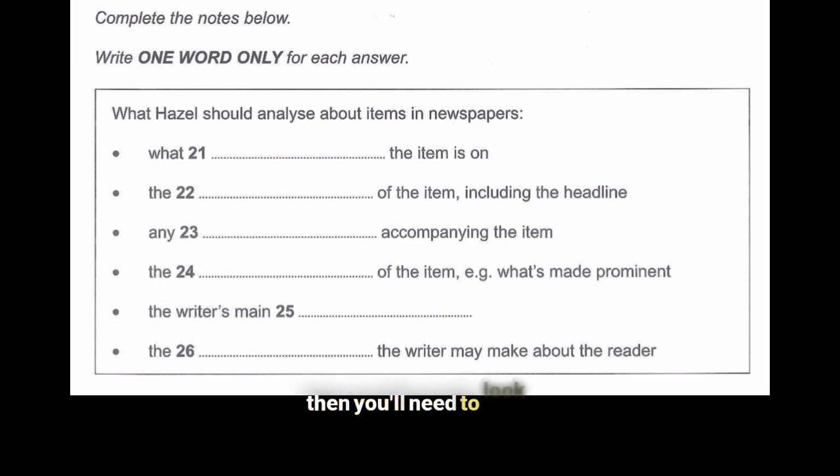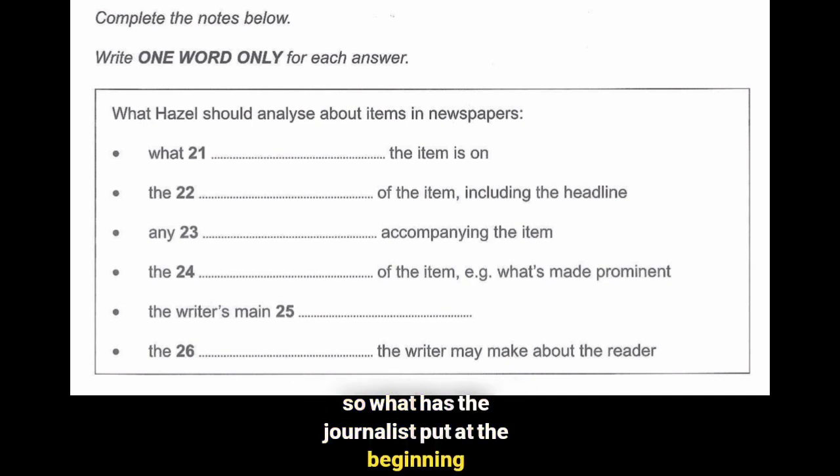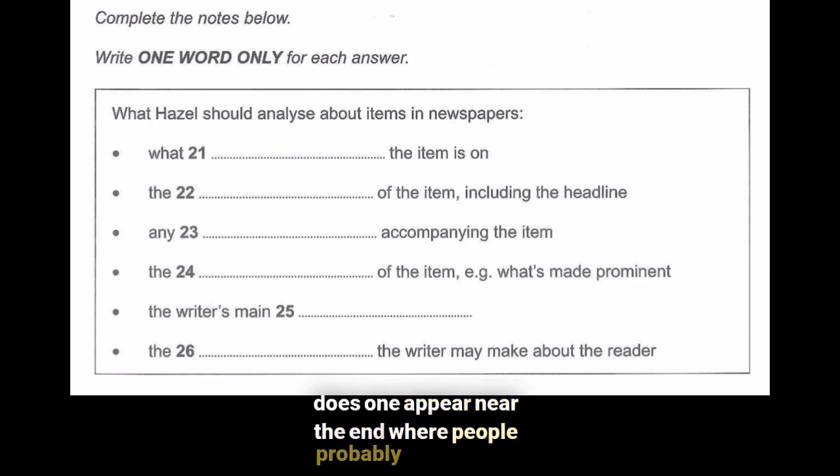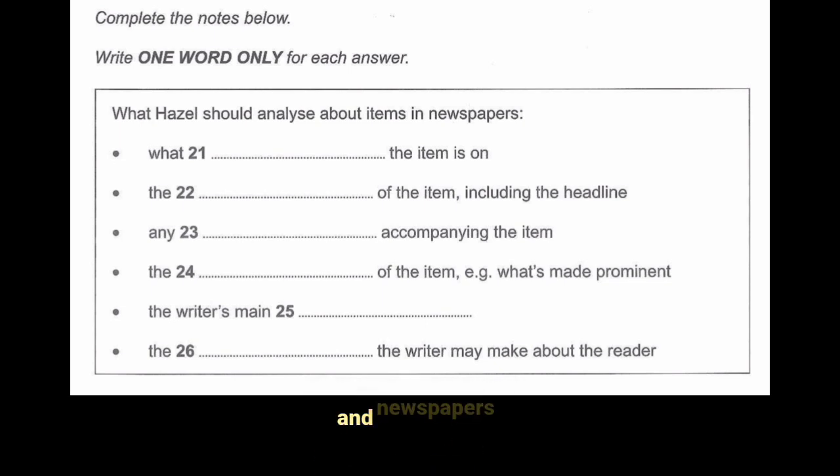Then you'll need to look at how the item is put together. What structure is it given? Bear in mind that not many people read beyond the first paragraph. So what has the journalist put at the beginning? And if, say, there are conflicting opinions about something, does one appear near the end where people probably won't read it? And newspapers sometimes give wrong or misleading information, don't they?